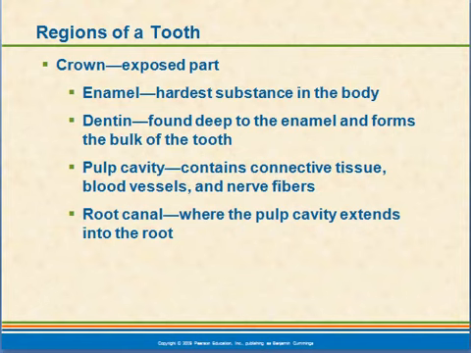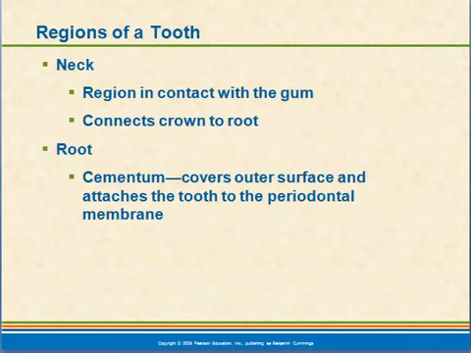Now, I don't care about the neck. There's really not a term that is used that much in dentistry. But the root is coated with a substance called cementum. And there are little fibers that run from the cementum to the bone that support the tooth in kind of a sling. The tooth actually hangs in this hammock-like structure, which is a ligament.